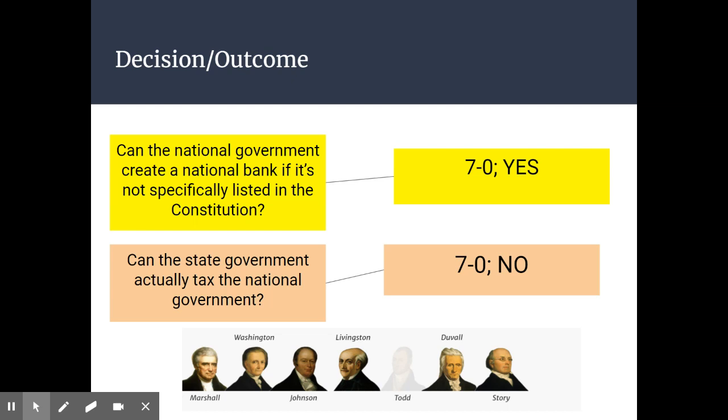Secondly, they unanimously said that the state of Maryland could not tax the national government's branch of a bank within the state of Maryland. Because when you tax somebody, you are indicating control over them. And because of the supremacy clause in the Constitution, the states obviously aren't supreme to the national government. The national government is supreme to the states. So the national government can tax the states because of that clause, but the states can't tax the national government. So that's how the court decides the two questions in this case.